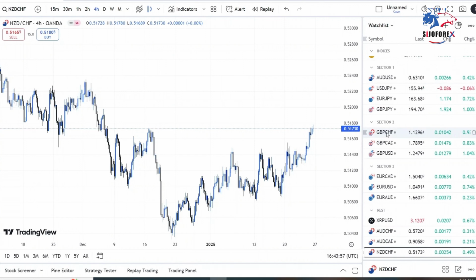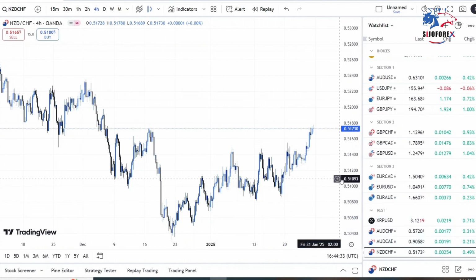So let's go down to the second section, GBP pairs. I'm fond of trading GBP pairs. You can call me the GBP Emperor. I'm just kidding, guys, but I love trading the GBP pairs. So look at my GBP CHF, GBP CAD, GBP USD, and these are the Euro pairs, Euro CAD, Euro USD, Euro AUD, and these are the rest that I do look at. I just look at them, but I don't actually trade these pairs. I just look at them.